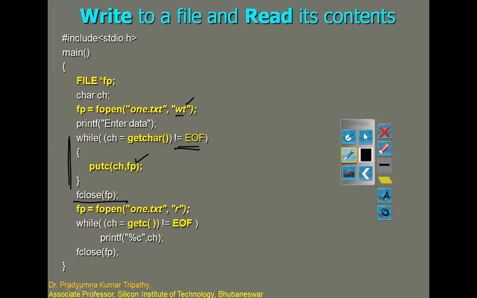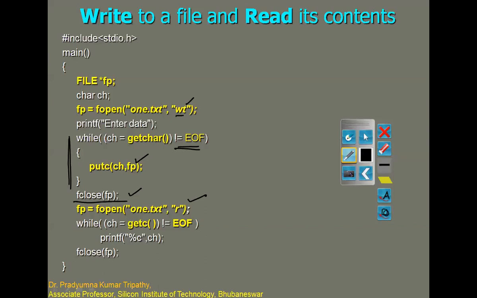If I want to read from the file, this is important: you have to close it, and next you have to open it in read mode. If it is in write mode and you want to read from it, then you have to close it and again open it in read mode. Correct? Write and read both cannot be done at the same time. You have to close it and then you can use the read mode over here.